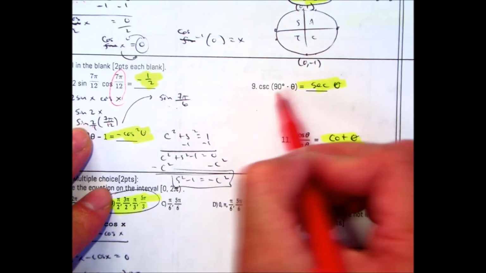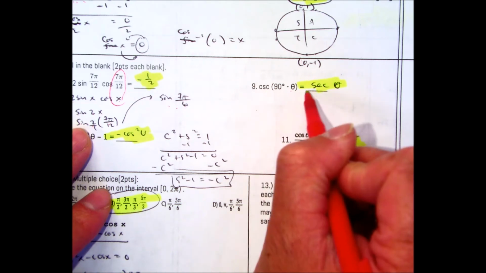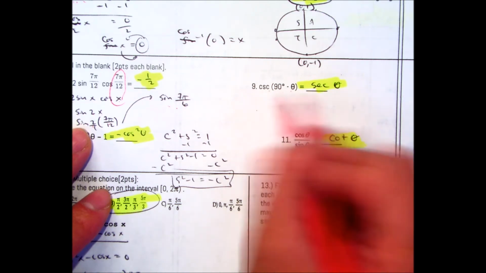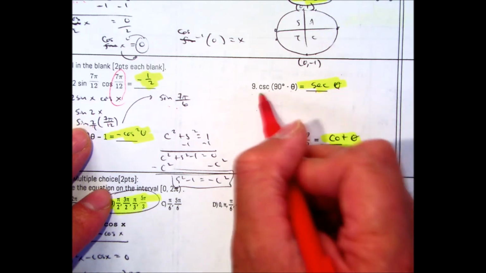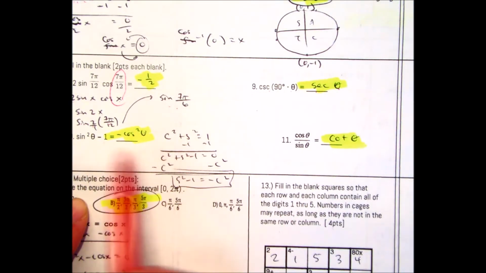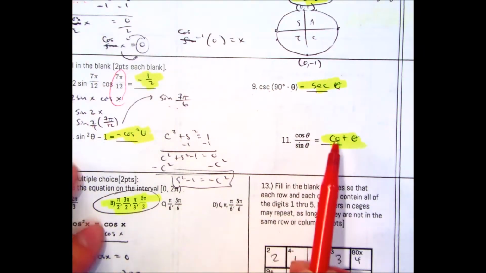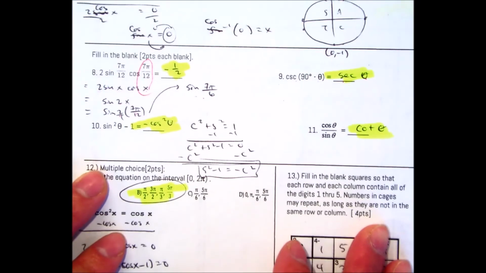Question number 9. You have cosecant of 90 minus theta. You should have recognized that this is the cofunction of secant. Secant of theta equals cosecant of 90 minus theta. Question number 10. Sine squared minus 1. The answer is negative cosine squared theta. For each of these, the answer is just all or nothing. 2 points or nothing. How do I get that?